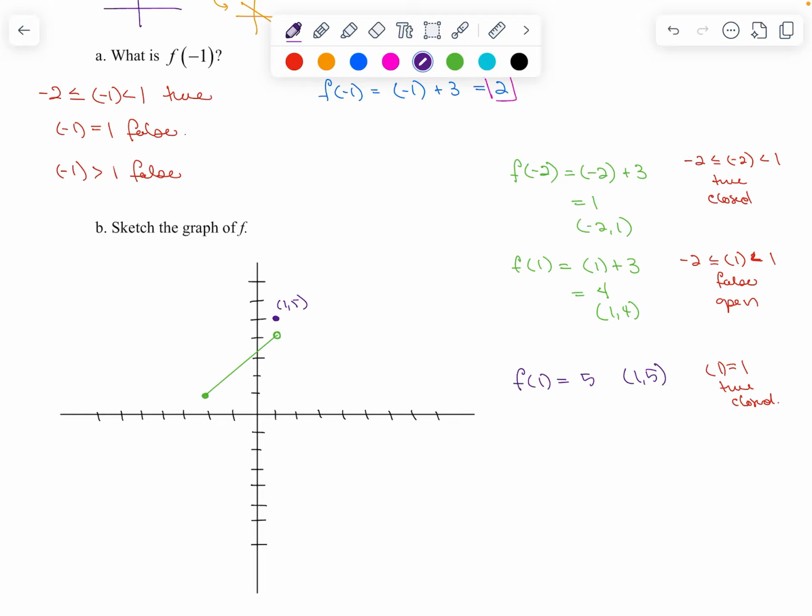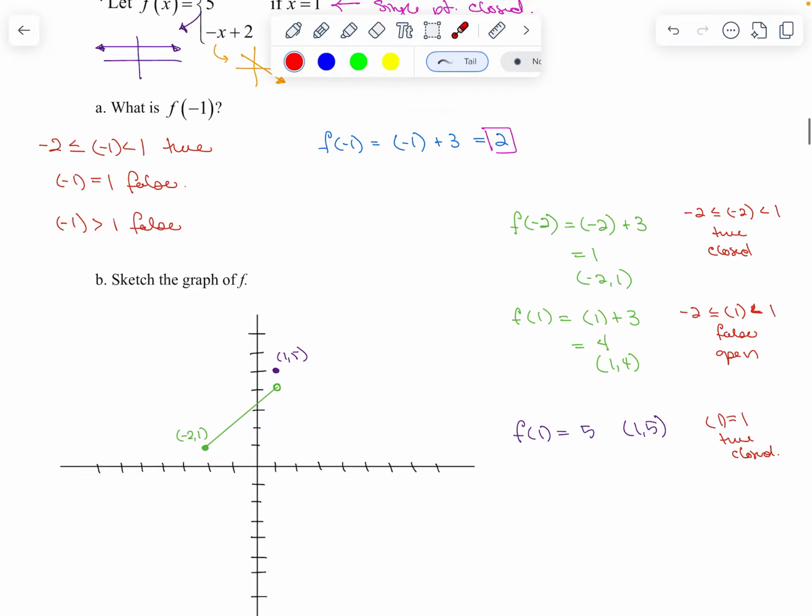Okay. And at this point, I didn't put -2, 1. There we go. All right. Now notice I don't label this open circle because that point doesn't actually exist there. It's an open circle saying that the line is going towards it and getting infinitely close, but never going to actually reach that point. Instead, the value of the function exists here for 1, so it's equal to 5.